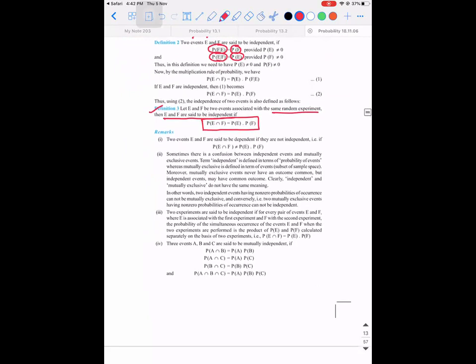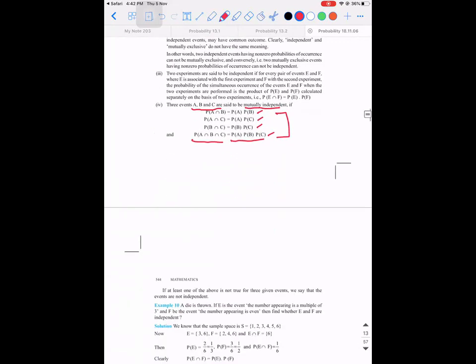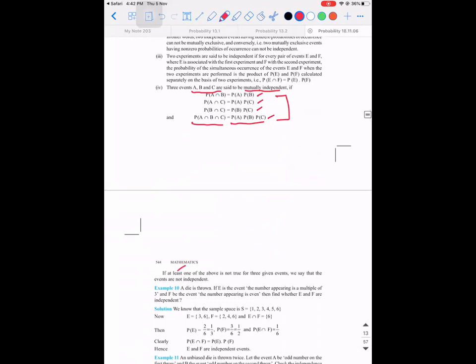Similarly, if you take three events A, B, and C, then they are said to be mutually independent if probability of A intersection B is probability of A into probability of B. Similarly, probability of A intersection C is probability of A into probability of C. Similarly, probability of B intersection C is probability of B into probability of C. And probability of A intersection B intersection C should be the product of the probabilities of each event. If even at least one of the above rules is not true, then we cannot say that the given events are independent. So this is the theoretical concept, guys. I hope you made a note of it.